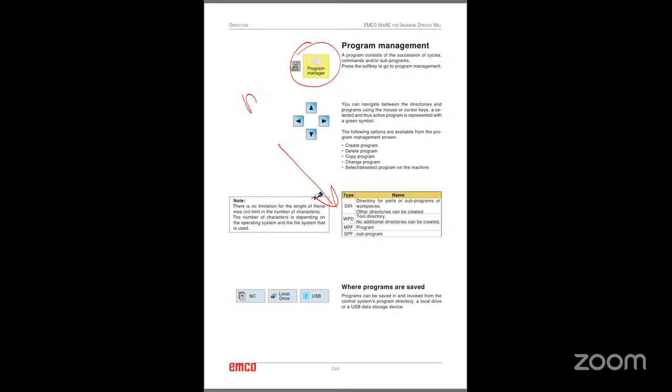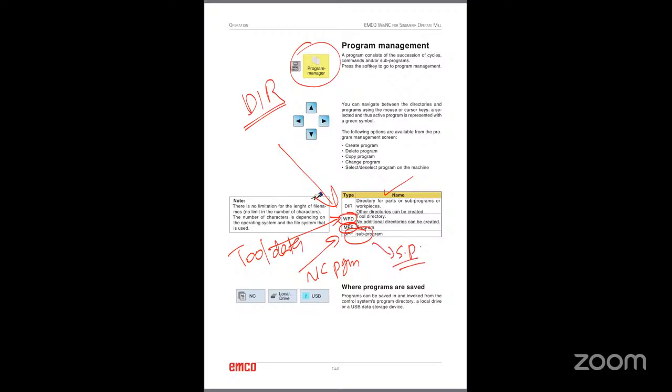One is DIR. DIR represents the directory or a folder to group the programs. Then we have WPD. WPD means tool directory to store the tool data. Then MPF means main program. This is the main CNC program. SPF means subprogram.